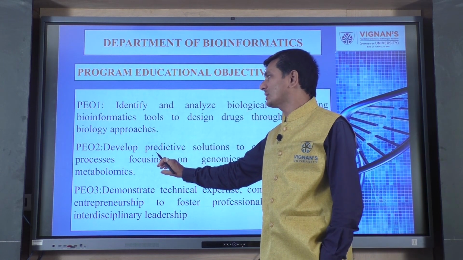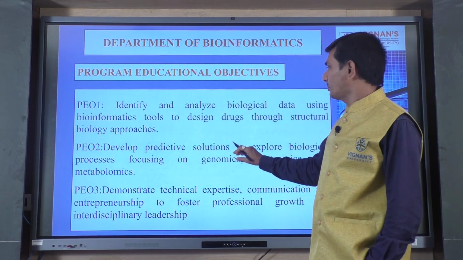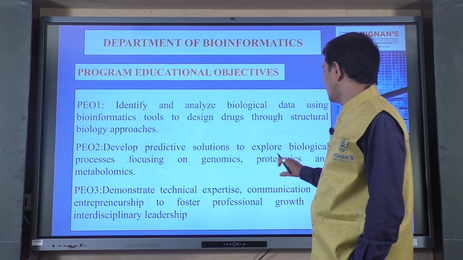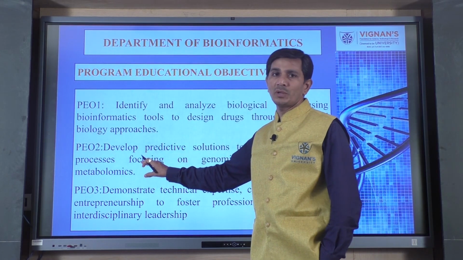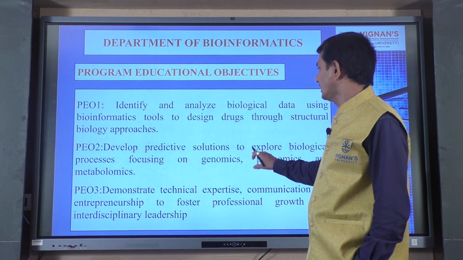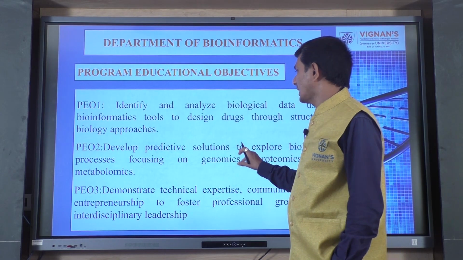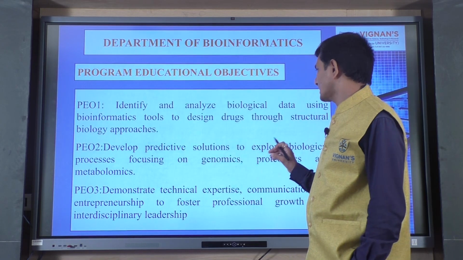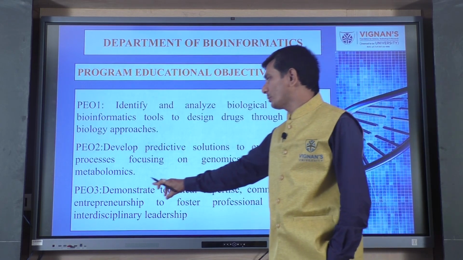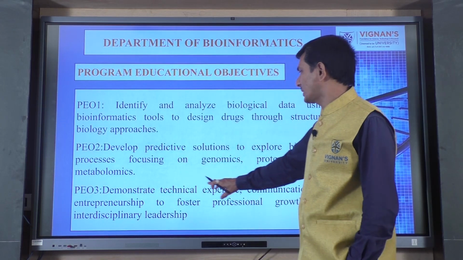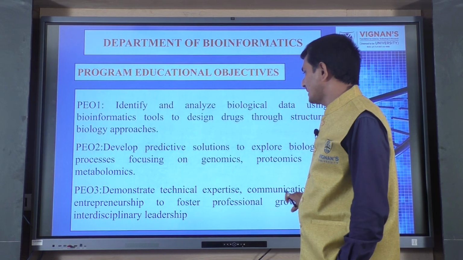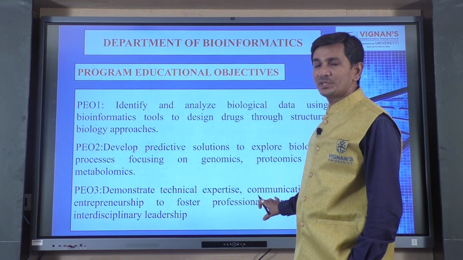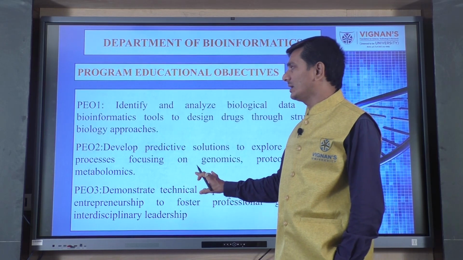Coming to program educational objective 2, PEO2: develop predictive solutions to explore biological processes focusing on genomics, proteomics and metabolomics. So, PEO2 mainly focuses on exploring solutions for biological processes focusing mainly on genomics, proteomics and then metabolomics. Coming to PEO3, program educational objective 3: it demonstrates technical expertise, communication and entrepreneurship to foster professional growth and interdisciplinary leadership.